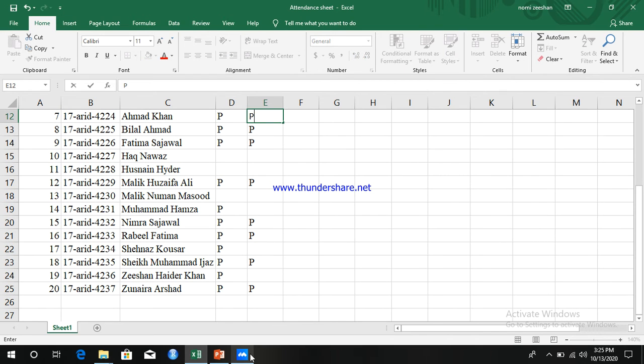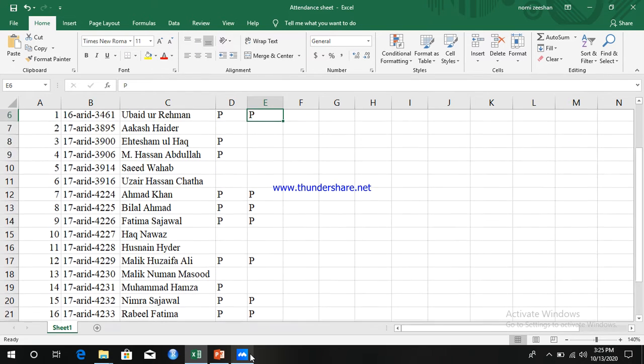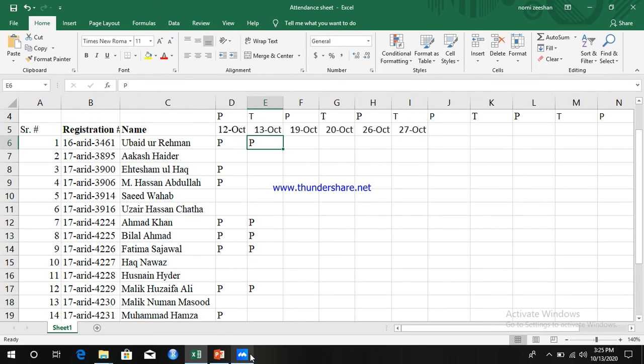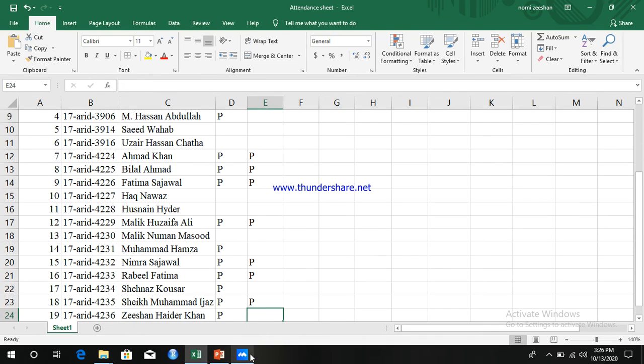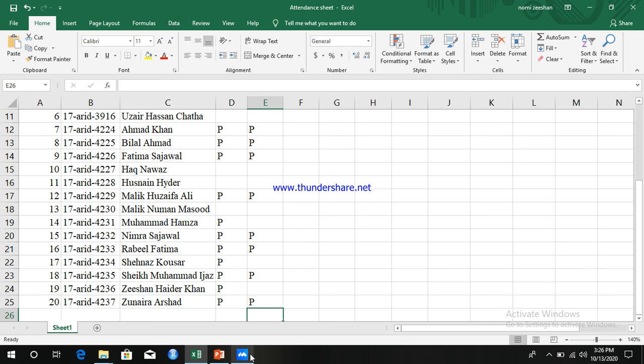Nine students are present. If anyone left, I repeat the names. Ubaidur Rahman, Ahmed Khan, Bilal Ahmed, Fatima Sajawal, Malik Uzaifa, Nimra Sajawal, Rabil Fatima, Sheikh Muhammad Ijaz, and Zunaira Arshad. Anyone left?